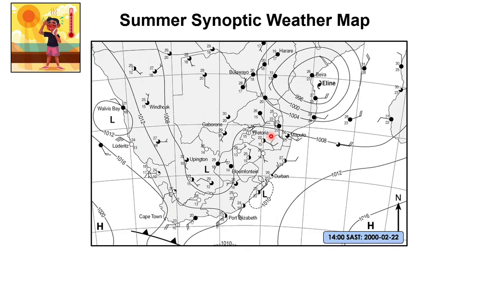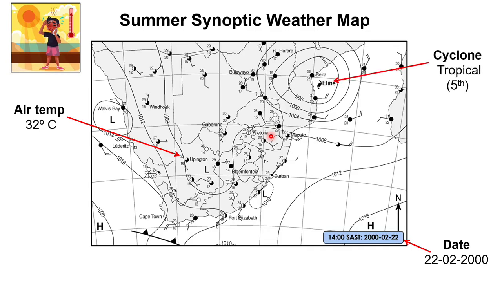If we come to the summer synoptic weather map, once again the date, this one is the 22nd of February. It's definitely summer. Notice the air temperature over Upington is 32 degrees Celsius. All the other weather stations that I can see from here, 27, 26, I see a 28, I see a 30. They're all higher than 20, so it's definitely summer. I can see tropical cyclone Eileen, the same one we looked at earlier, being the 5th tropical cyclone for the year, and tropical cyclones only occur in summer.